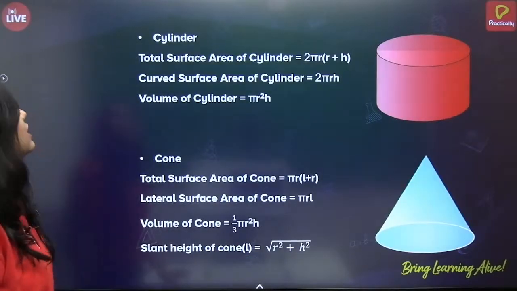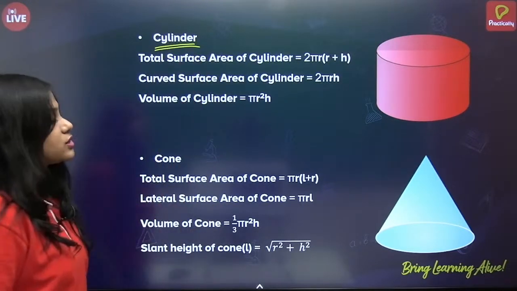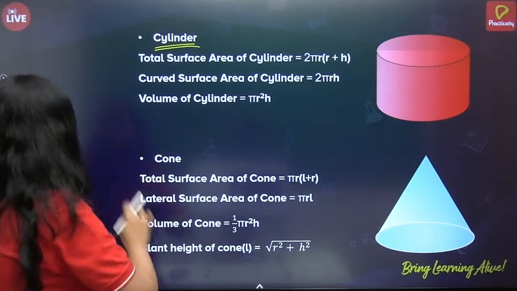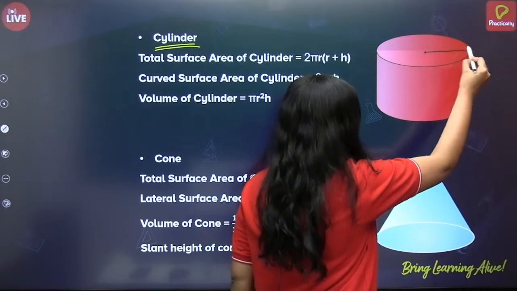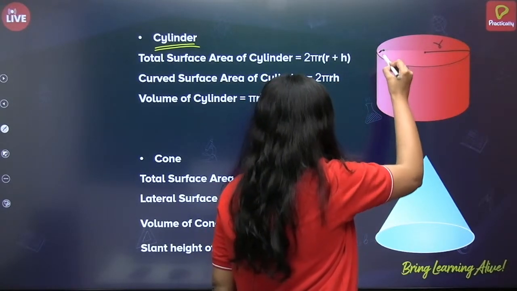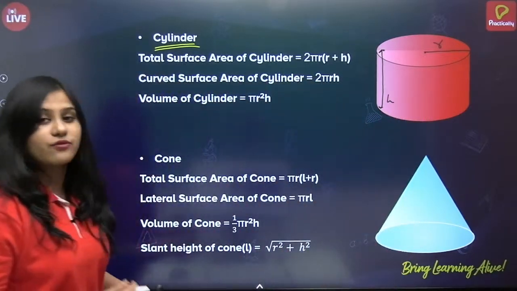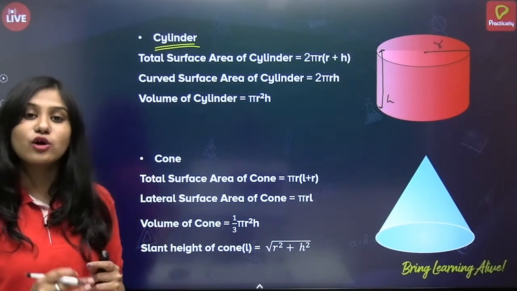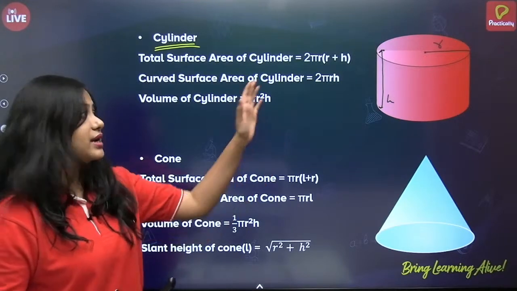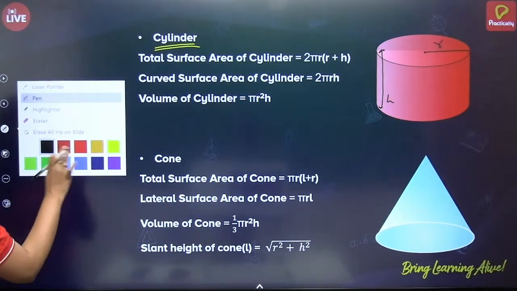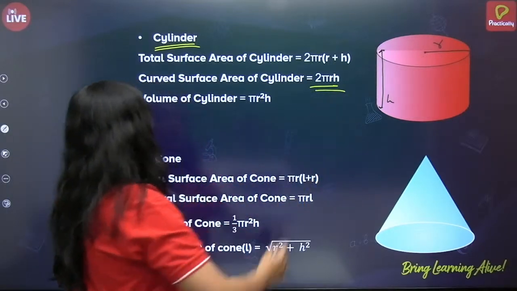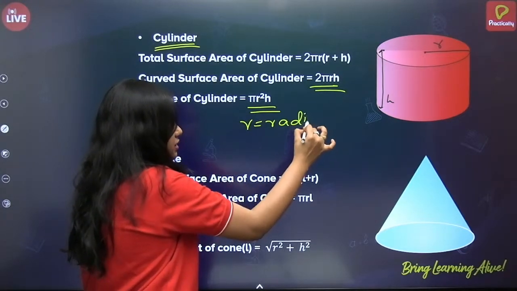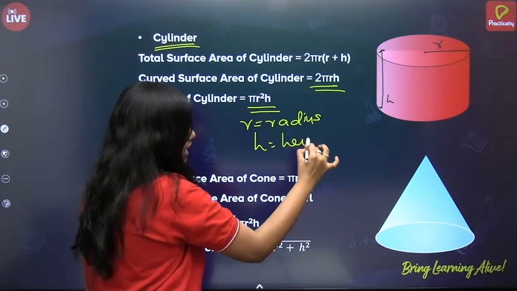Alright. Next we are discussing cylinder. So here is the cylinder, and let me mark the height and radius of the cylinder. This is the radius and this is the height, correct? Now we know what is radius and height. Let us see the formulae. What is TSA of cylinder? 2 pi r of r plus h, where r is radius and h is height. And what is curved surface area of cylinder? It is 2 pi r h, and volume of the cylinder is pi r square h. And in all these, r is nothing but radius, h is nothing but height.